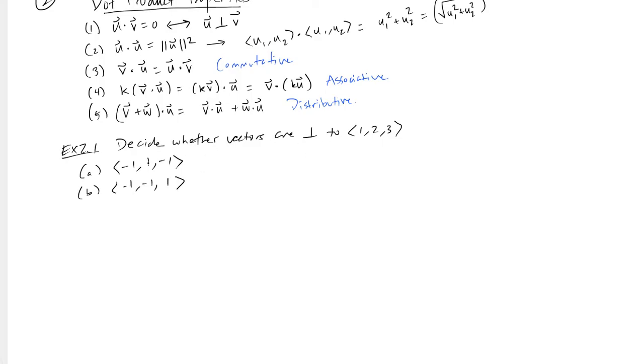Okay, so to see if it's perpendicular, we take the dot product. So (-1, 1, -1) times (1, 2, 3). And we'll just multiply component-wise. So -1 plus 2 minus 3, and that is -2, which is not 0. So these vectors are not perpendicular.